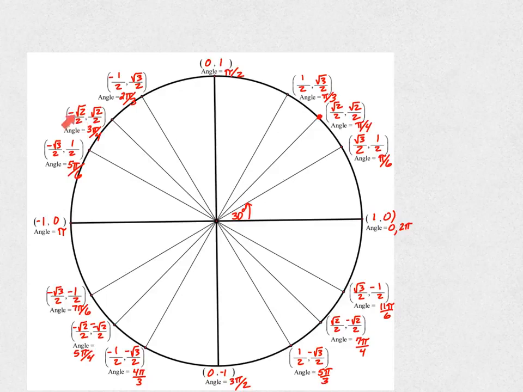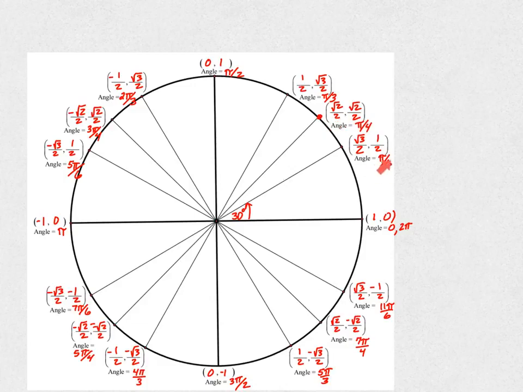In the second quadrant, the x value is negative. In the third quadrant, the x and the y value are negative. And in the fourth quadrant, only the y value is negative. So all the angles that are over 4 are √2 over 2.